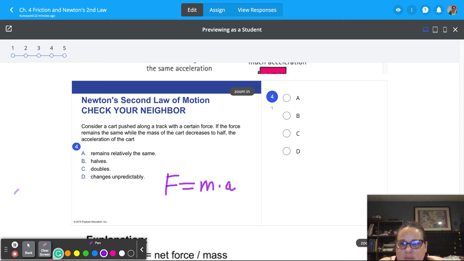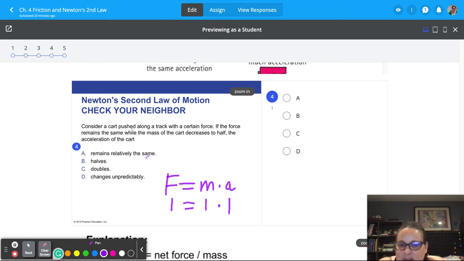All right, first practice question. Consider a cart pushed along a track with a certain force. If the force remains the same while the mass of the cart decreases to half, what happens to the acceleration of the cart? So we start off with force equals mass times acceleration. I'm just going to plug in 1 for mass and force, and that would give me an acceleration of 1. This would be like my starting values. Then I'm going to do the change.